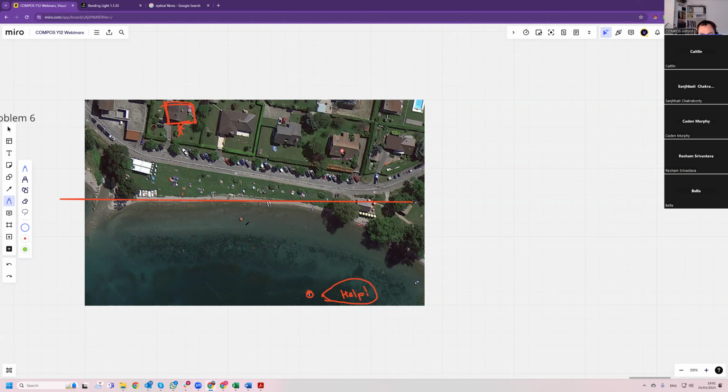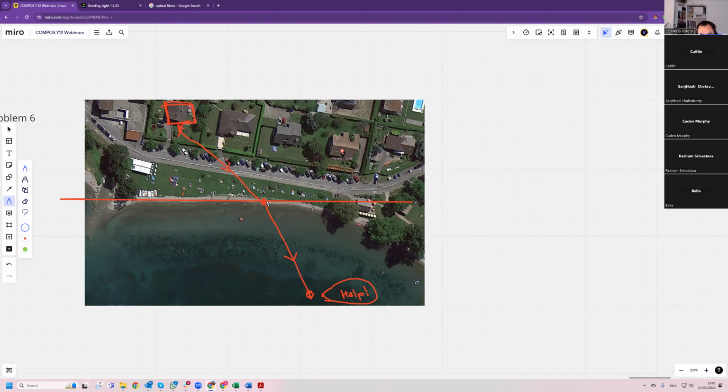Basically, you need to choose the point where you enter the water. We don't know where you enter the water, but let's say that this is the point that you enter the water. So you run to this point, and then you run this way.